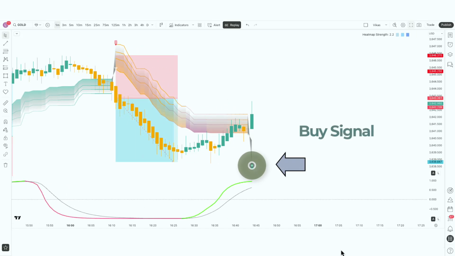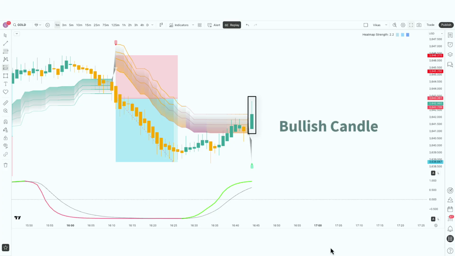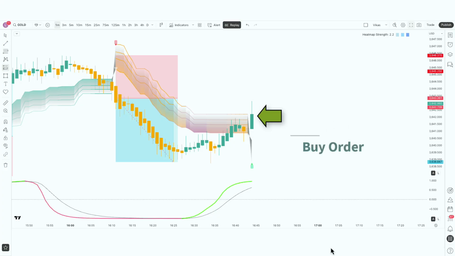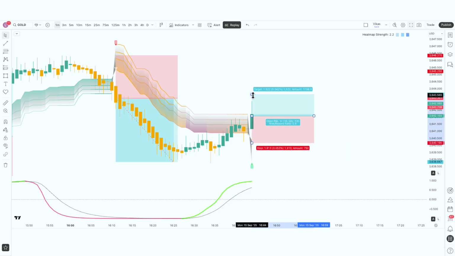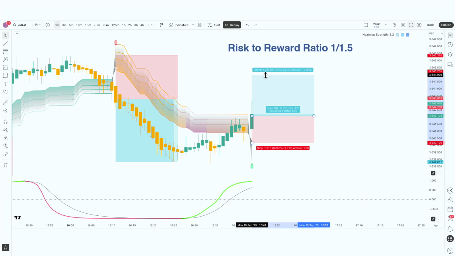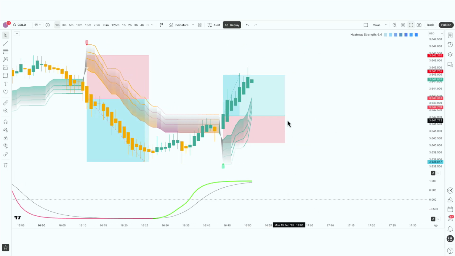Here, the heat map trailing circle of this indicator is buy signal. Here, the normalized smoothed green line. Here, market has made a bullish candle to give confirmation. So all our conditions are being fulfilled. So we are placing an order to buy. Our stop loss is to be placed at the previous low of the market. And the risk to reward ratio will be 1:1.5. We have won the trade. Let's find the next trade.